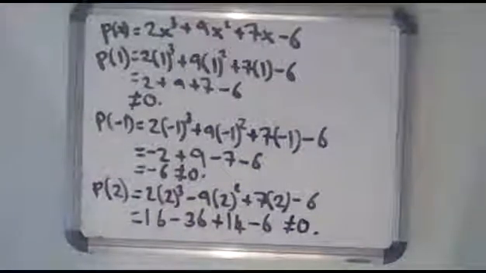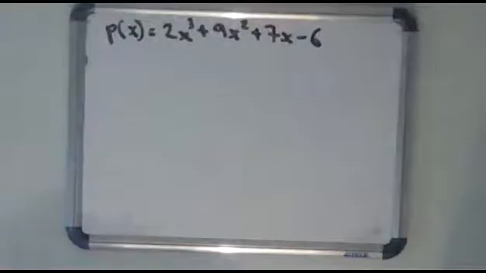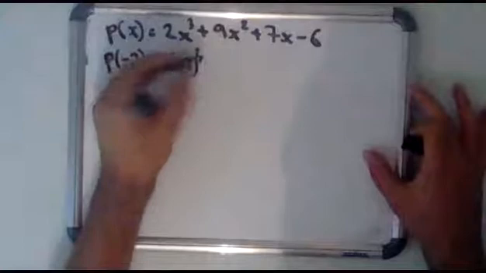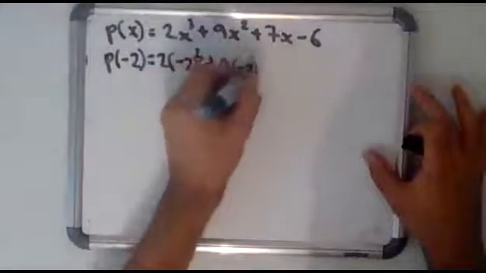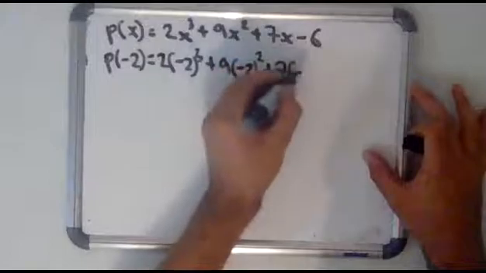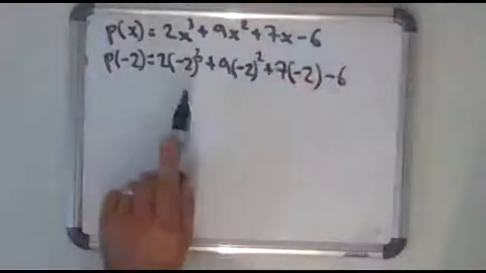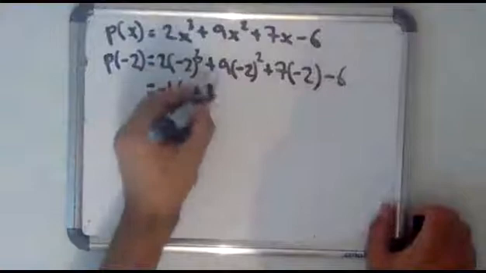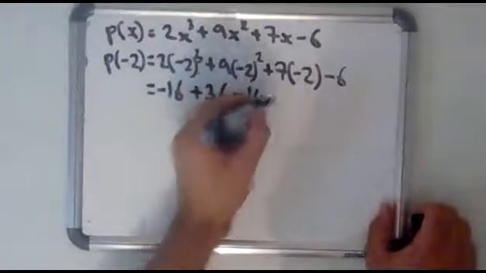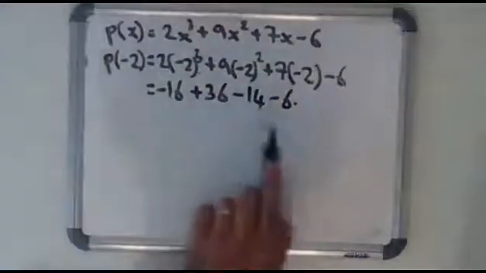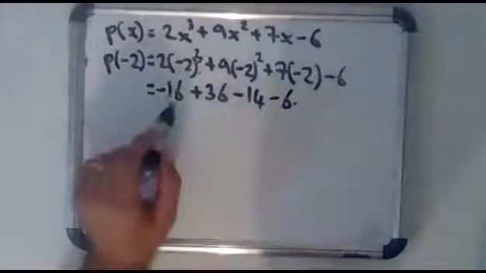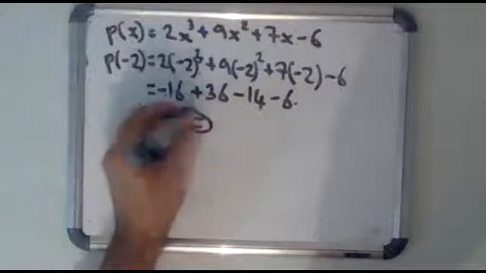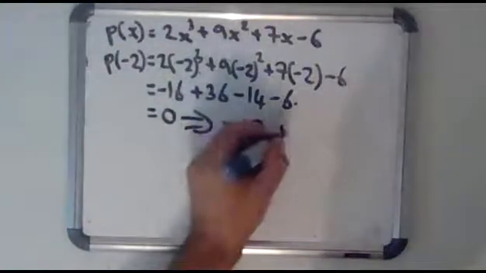So we've had 3 goes at it, and we're now going to try minus 2. P of minus 2 equals 2 times minus 2 cubed plus 9 times minus 2 squared plus 7 times minus 2 minus 6. Minus 2 cubed is minus 8, times 2 is minus 16. This is positive 4, times 9 is 36. 7 times minus 2 is minus 14, and then minus the 6. So minus 14 minus 6 is minus 20, minus the other 16 is minus 36. Minus 36 plus 36 equals 0, which tells us that x plus 2 is a factor.